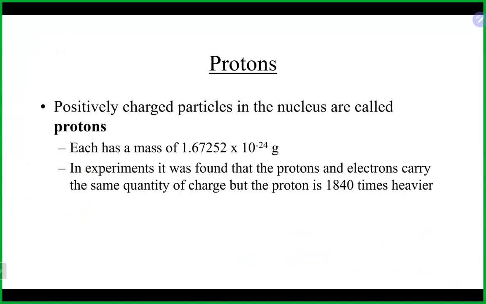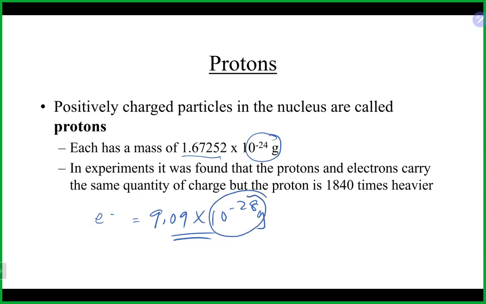So, speaking of protons and their discovery, it was found that they are positively charged. They are in the nucleus, and they have a mass of 1.67 times 10 to the minus 24 grams. We'll talk about why it goes so far out here in just a second. But just to remind you, the electron was something like 9.09 times 10 to the minus 28 grams. As you can see, hopefully, this number is much larger than the electron. A proton is about 1,800 times heavier than an electron.